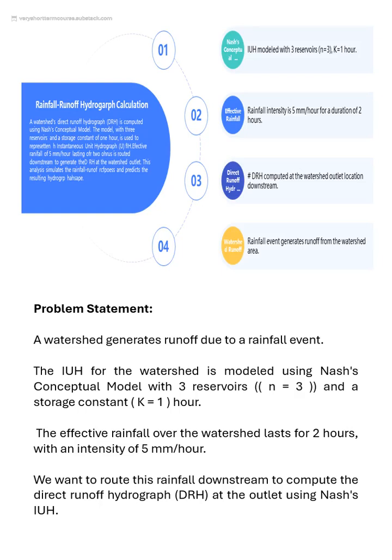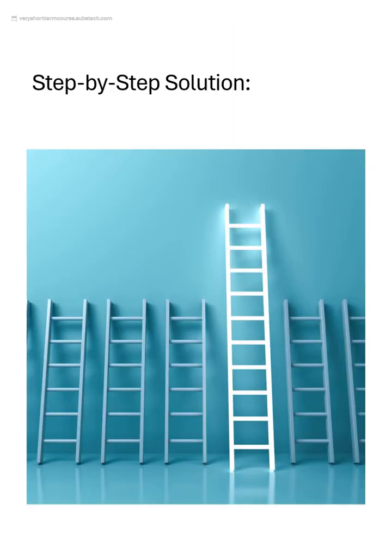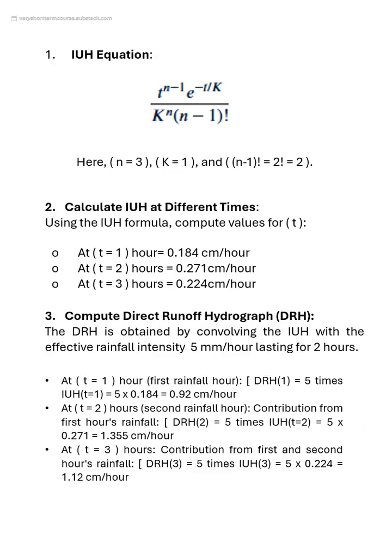So my main objective is to predict the direct runoff hydrograph from this Nash's instantaneous unit hydrograph. What do you have to do? Very simple thing. This is the IUH equation.